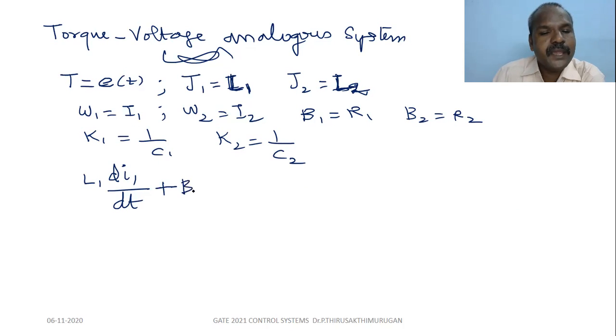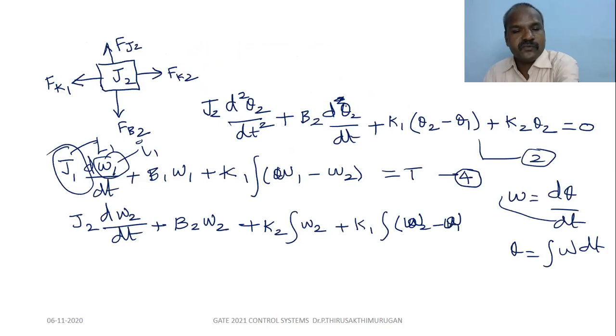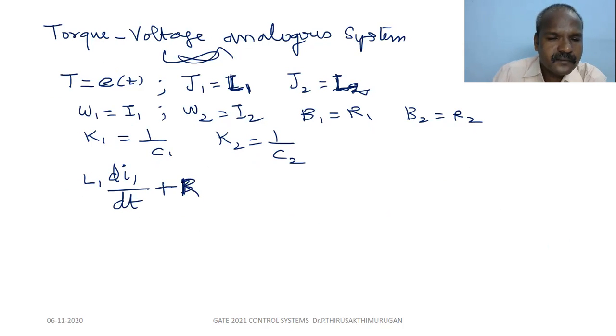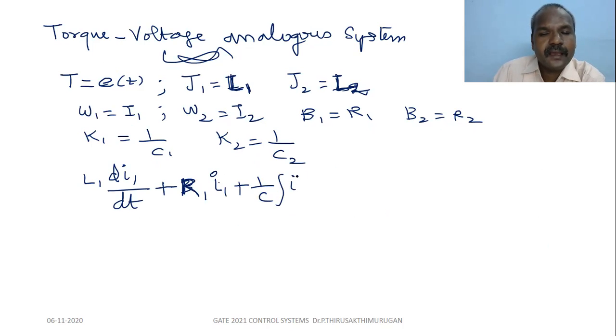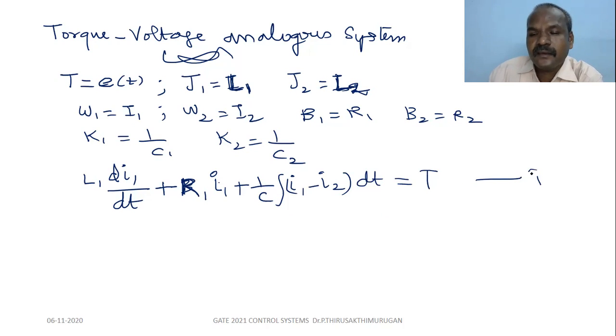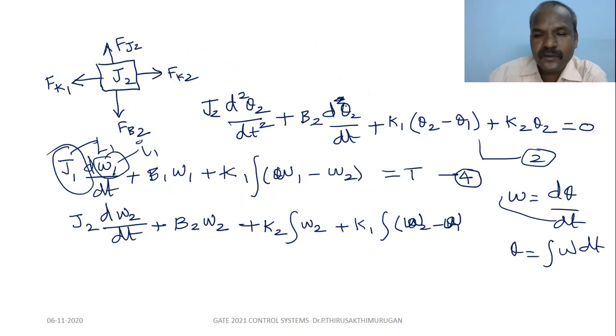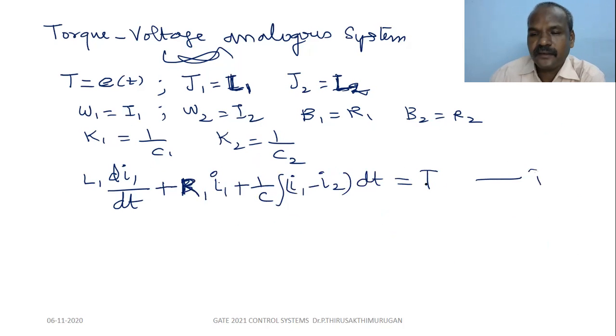L1 di by dt plus, instead of B, it is R. Just realizing the RLC network, series and parallel network. R1 into I1 plus 1 by C integral of I1 minus I2 equal to torque. This is the equation number. Here in this case, what is the last one? This is 4, you can take this as 5. Consider this equation as 6.